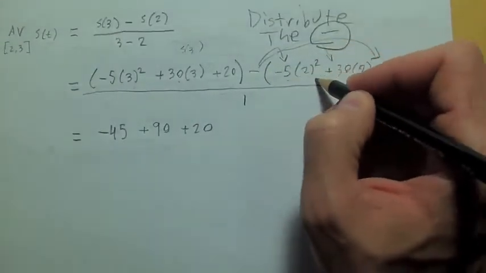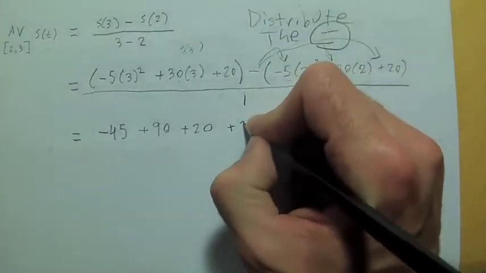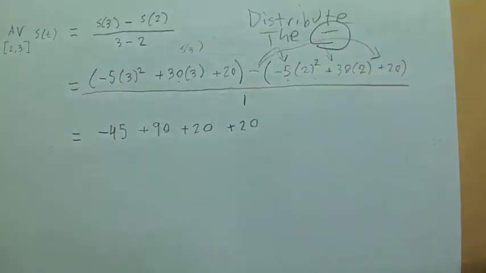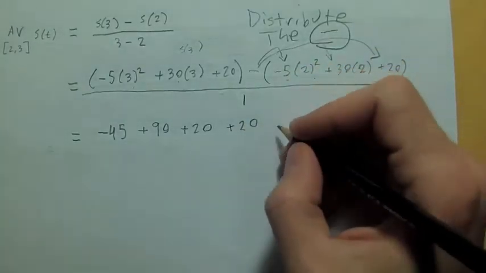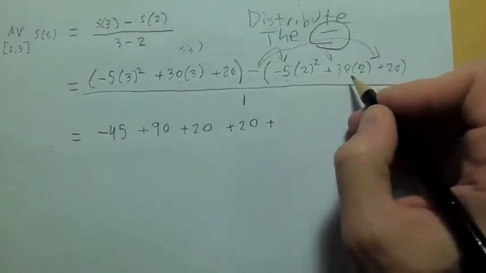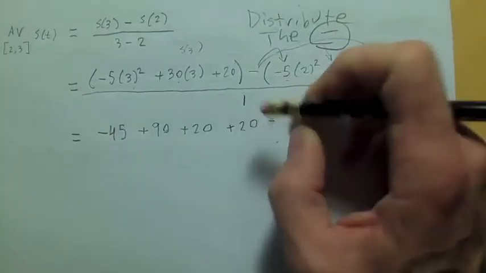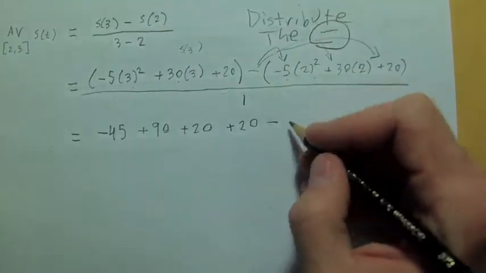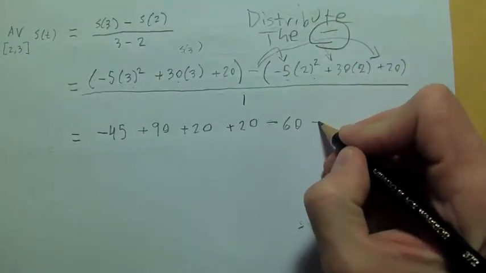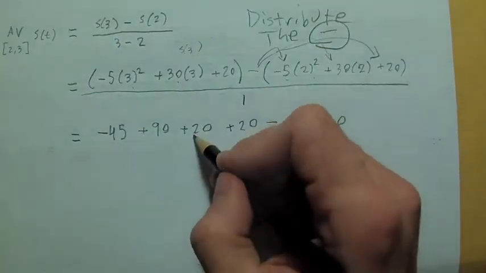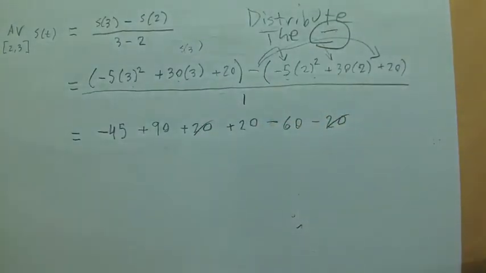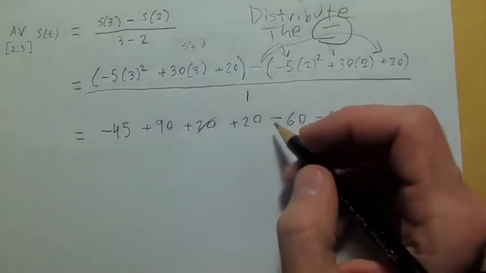Okay, so that's going to make that, well, this is negative 5, but the negative negative makes it positive 5, so 5 times 4, which will be 20. Plus, and we're changing that to a negative, so since we're changing the sign, that will be minus 60 and minus 20. And so the 20s cancel. Those 20s should cancel. They are the constant terms. They should definitely cancel.